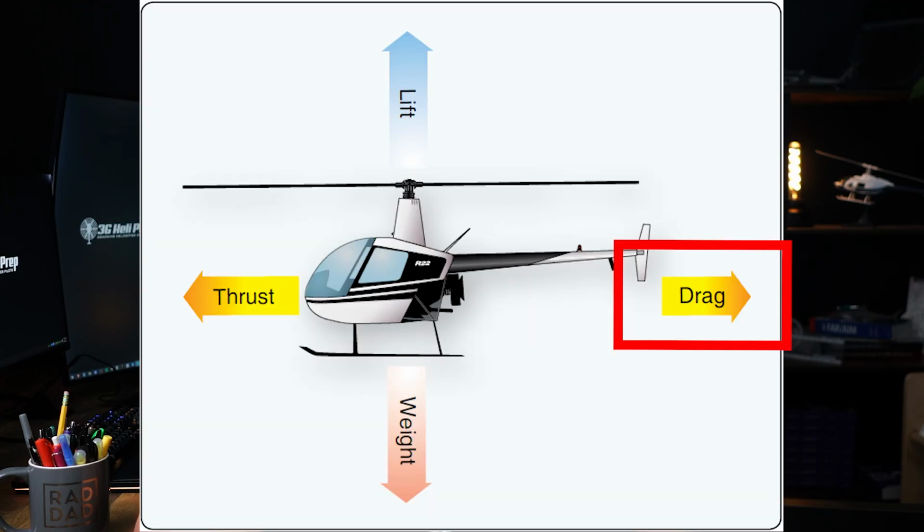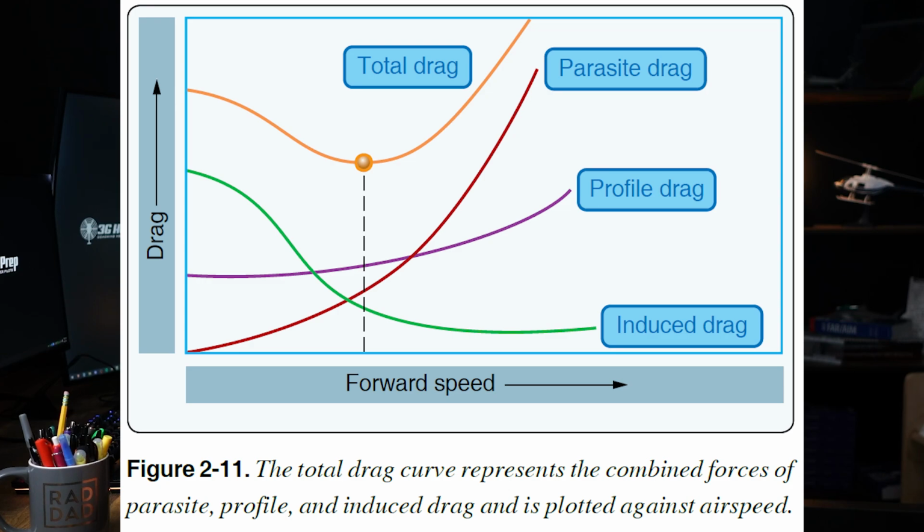Let's talk about some factors affecting drag. Drag is the aerodynamic force that opposes the helicopter's motion through the air. It is in the form of resistance that must be overcome by the engine's power. Drag is divided into three main types: profile drag, induced drag, and parasite drag. Each type is influenced by different factors.